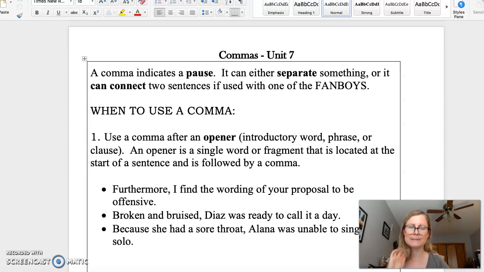Welcome to commas. Take a look at this screen. A comma indicates a pause. It can separate something or it can connect two sentences.